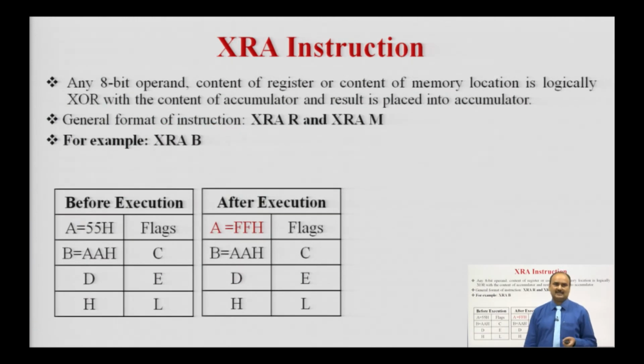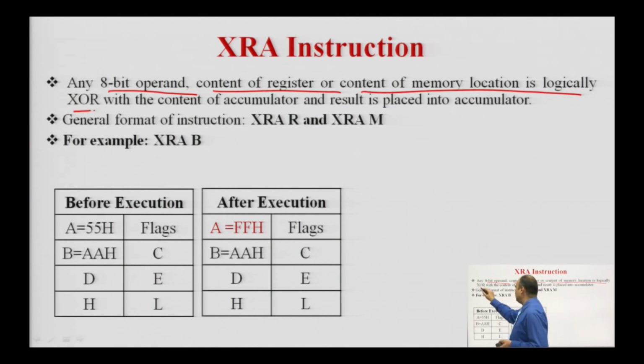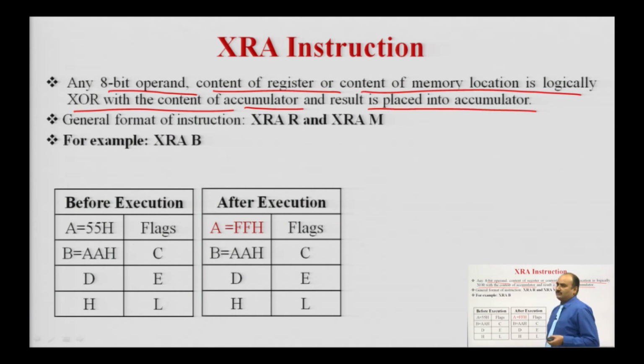The next instruction is the XRA instruction. Any 8-bit operand, the content of a register or the content of a memory location, is logically XORed with the content of the accumulator, and the result is placed into the accumulator. Whenever the microprocessor executes this instruction, it performs the XOR operation logically, bit by bit, between the content of the register or the content of the memory location or the 8-bit data, and the content of the accumulator, and stores the result of the operation into the accumulator.